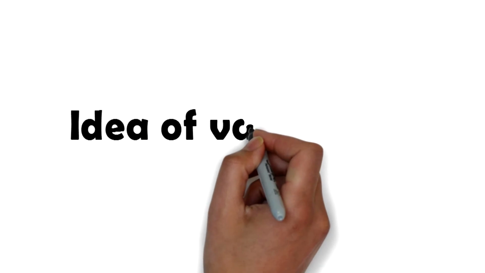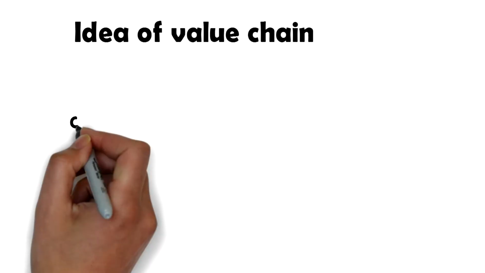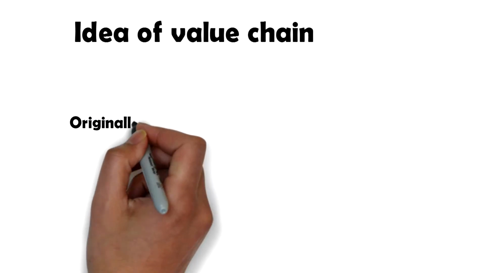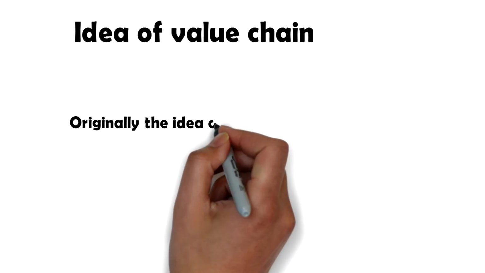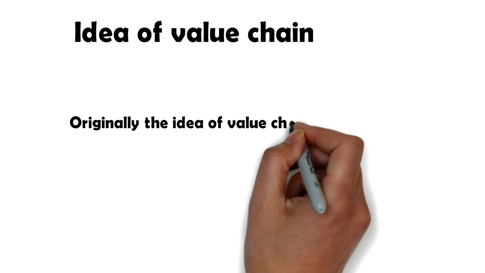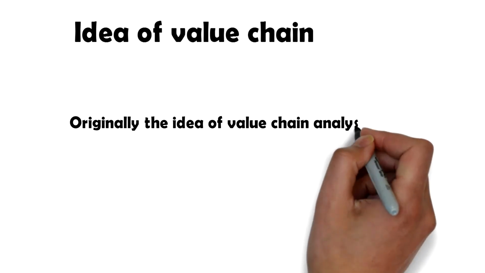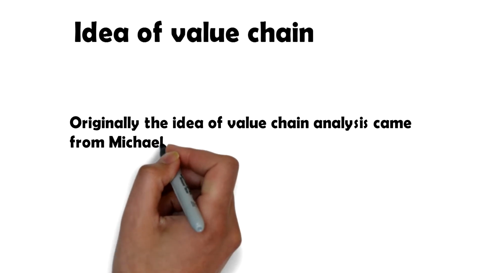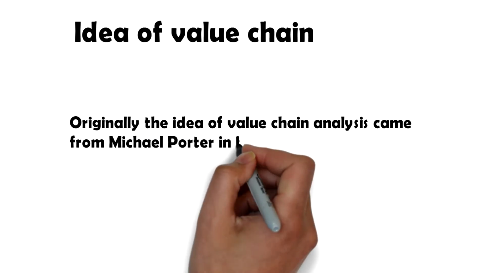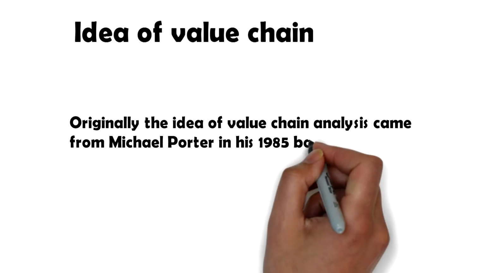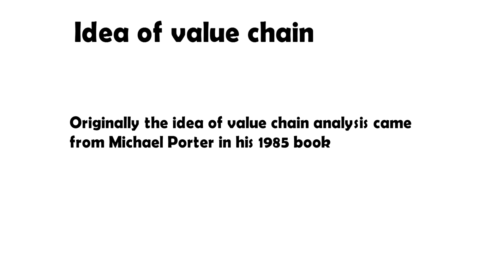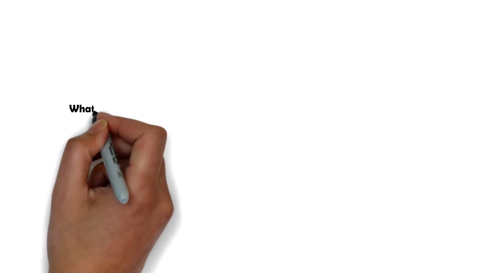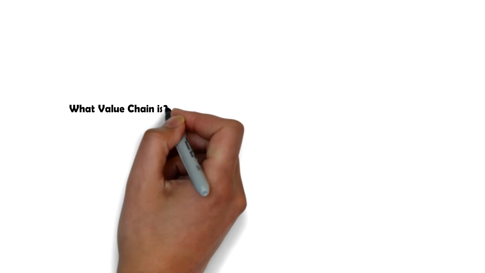Now, first let's understand from where did this idea come and what it implies. Originally, the idea of value chain analysis came from Michael Porter in his 1985 book. It helps the managers and the executives focus on the internal activities of a firm and how they contribute to the overall strategic success of a company.